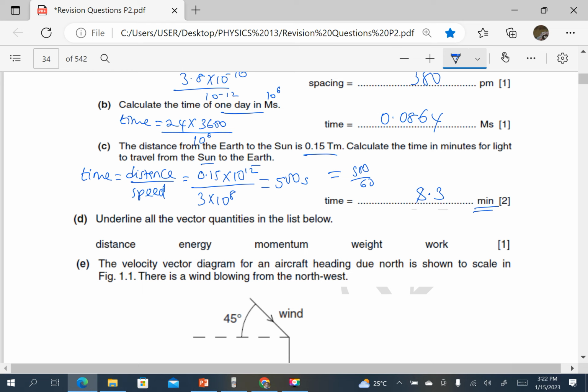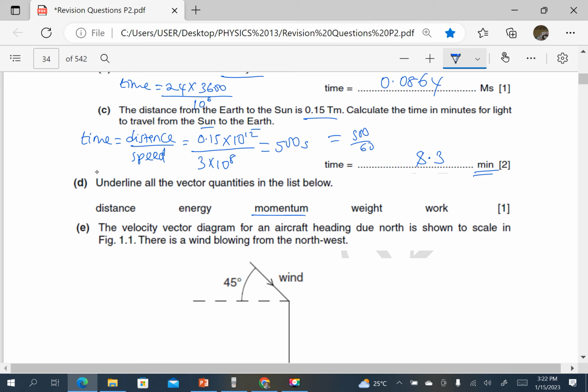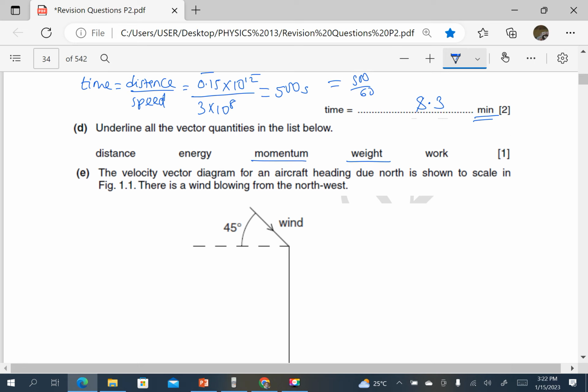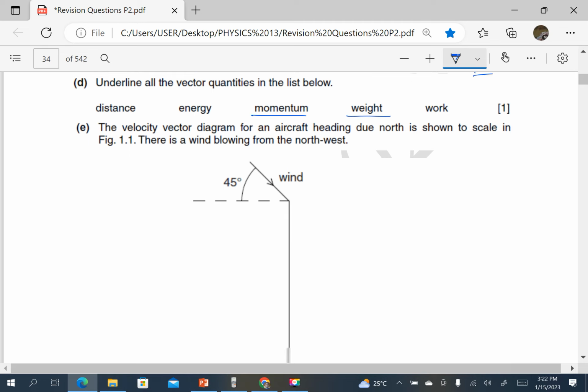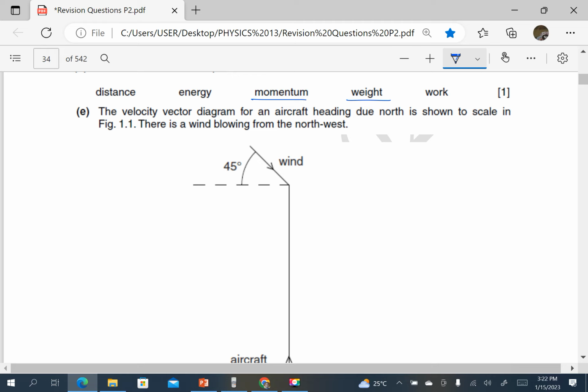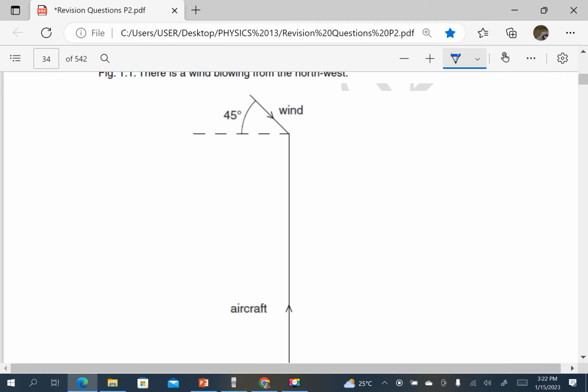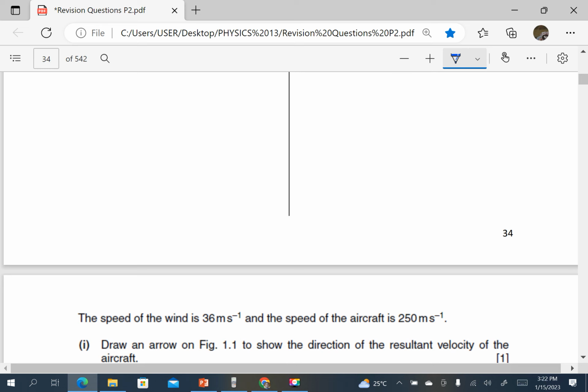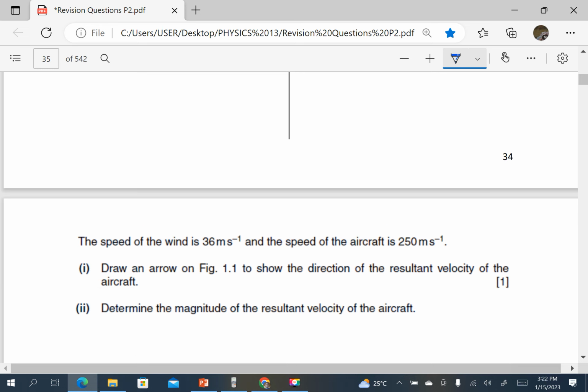Underline all the vectors in the list below. Vectors, we have momentum, we have weight, the rest are scalars. The velocity vector diagram for an aircraft heading due north is shown to scale. The figure shows a wind blowing from the northwest. So they are saying the speed of the wind is 36 meters per second and the speed of the aircraft is 250. It is drawn to scale. Draw an arrow to show the direction of the resultant velocity of the aircraft.